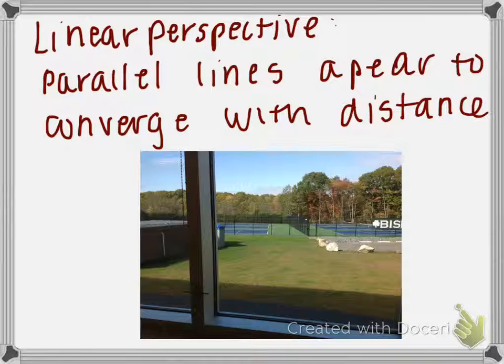This is linear perspective. This tennis court shows linear perspective because it appears as if it is narrowing in the distance when really it is not.